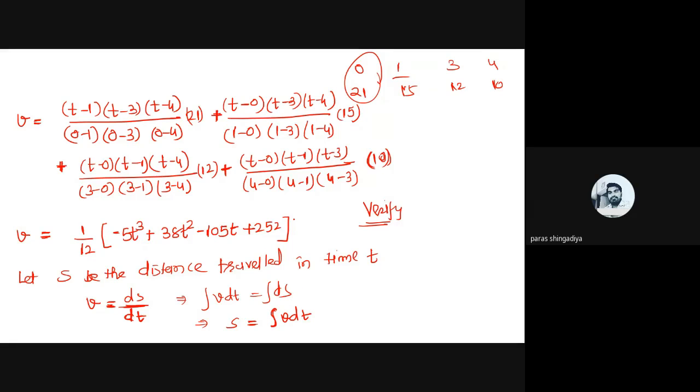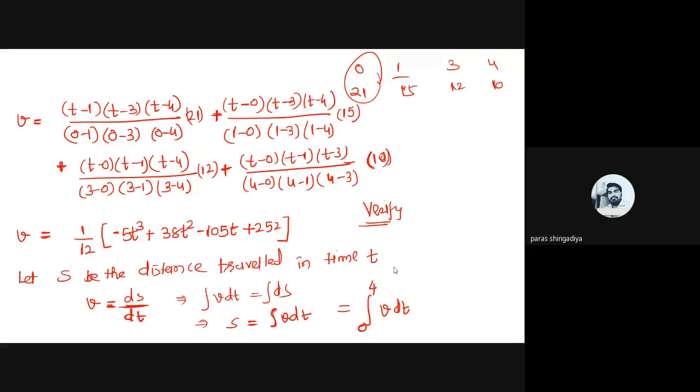And now here we have to find the distance traveled in 4 seconds. So it starts at 0 seconds and ends at 4 seconds. So the limit will be 0 to 4, v dt. Here we have the formula of v, the equation of velocity. Replace it here, find the integration with respect to t, replace the limit 0 to 4, and you will get the distance.